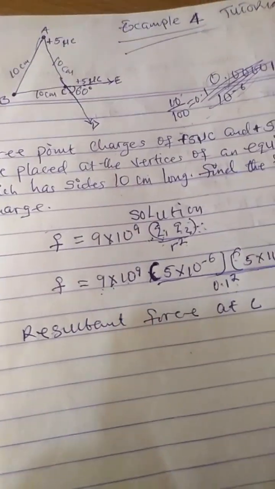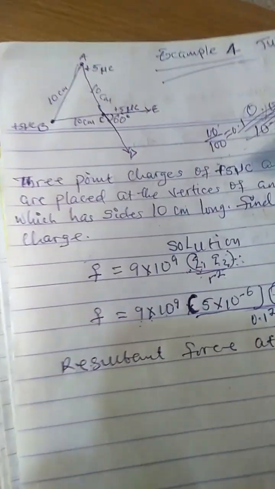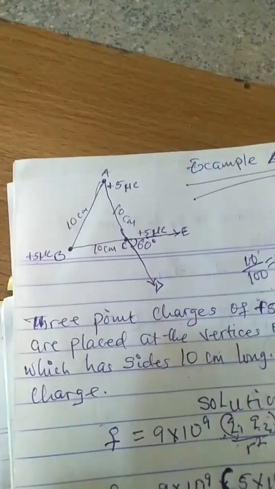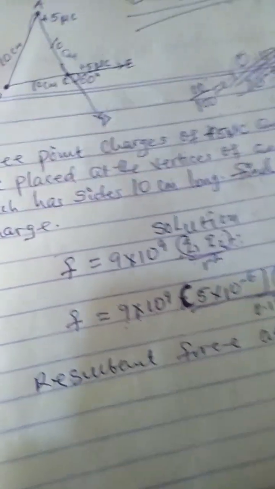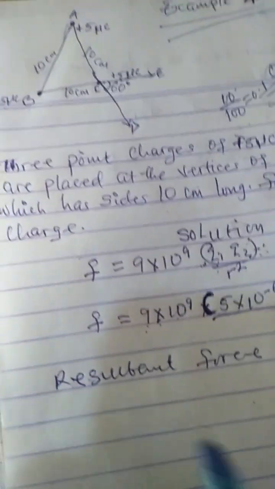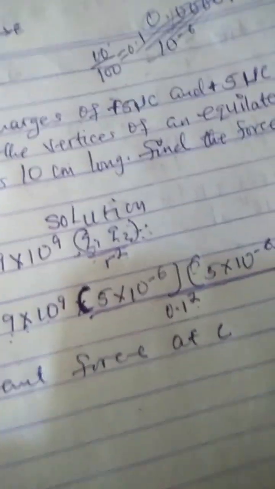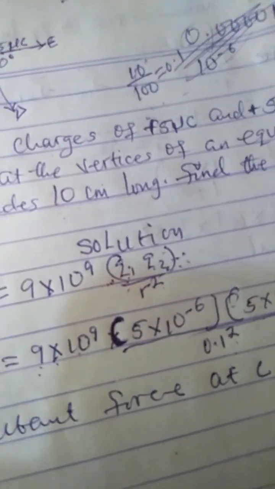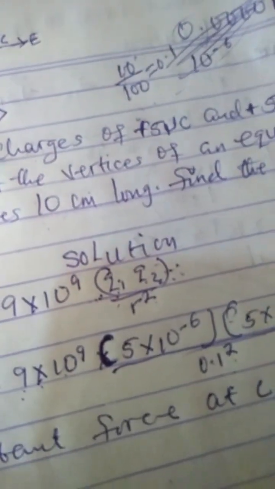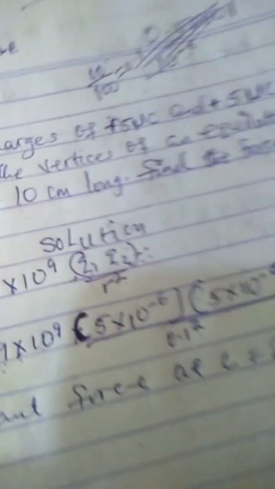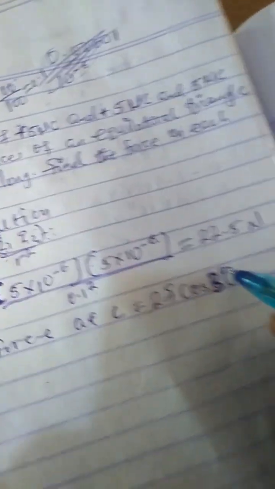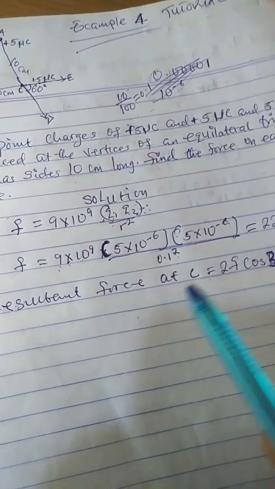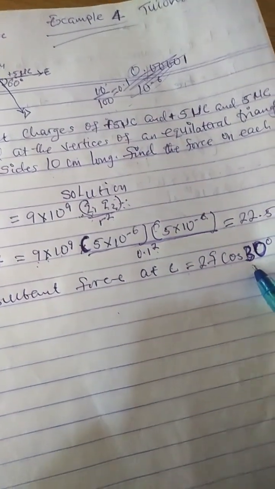All right, so the resultant force at C, remember C is having an angle. So we are going to see the resultant force at C is going to be equal to 2F cos 30 degrees. Resultant force at C is equal to 2F cos 30.